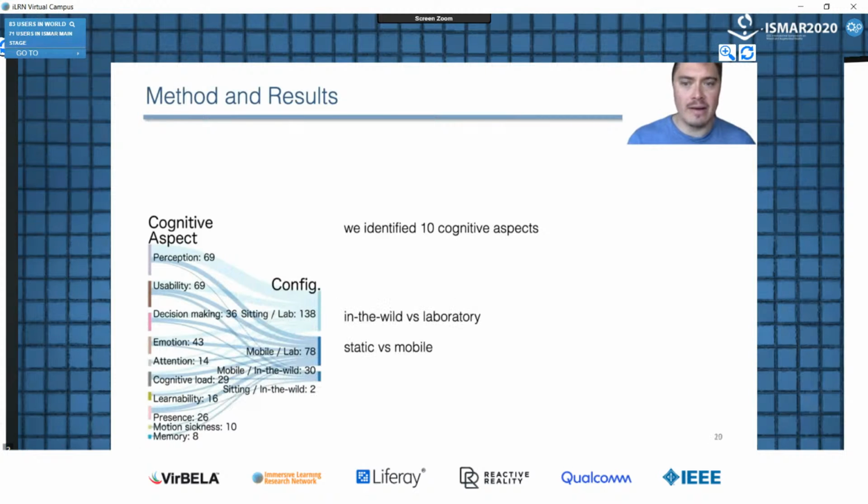Finally, we analyzed 2 aspects of the configuration of user studies. First, we identified if evaluations were conducted in a laboratory setting or in the wild. And second, if participants in studies were static or in a mobile fashion. We found that a majority of evaluations are conducted in a lab with participants in a static fashion.